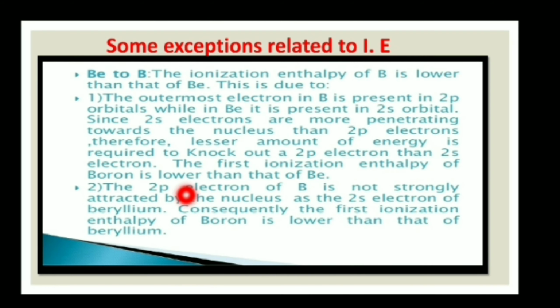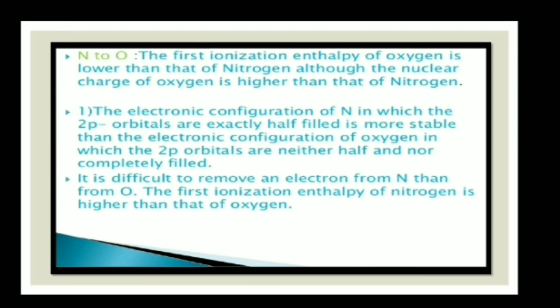Means the 2p electron of boron is not strongly attracted by the nucleus because it is farther away from the nucleus as compared to the 2s. 2s electrons are nearer to the nucleus in beryllium. Consequently, the first ionization enthalpy of boron is lower than that of beryllium. So, beryllium has a higher ionization enthalpy than boron.